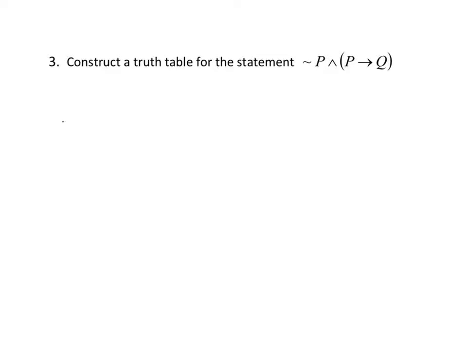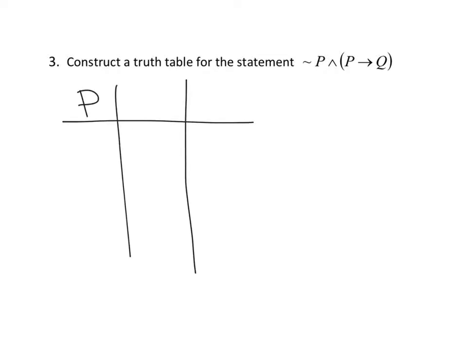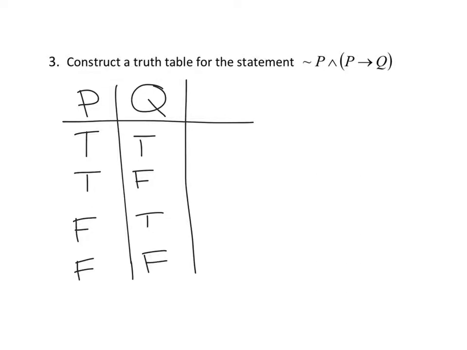So let's start just by setting up the basics of the truth table. So I'm going to have my P's here and my Q's here. And in order to make sure that I get every possible combination of P's and Q's, I'm going to go true, true, false, false for the P, and true, false, true, false for the Q. Okay, so that gets me every single possible combination.